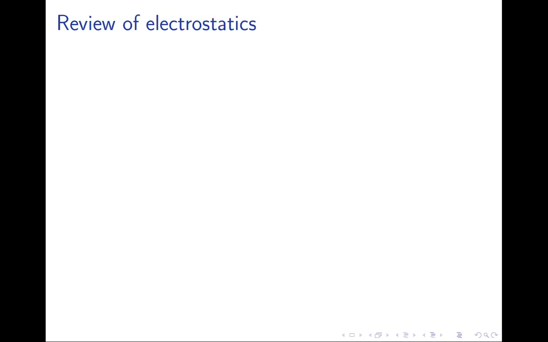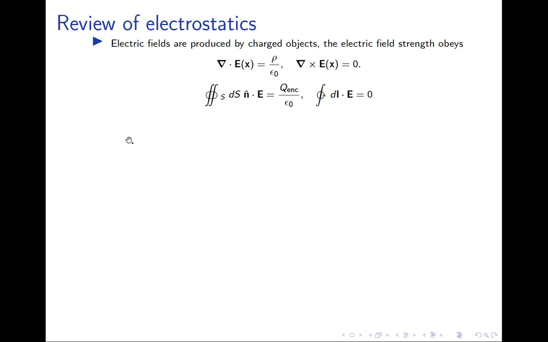So the first few slides, as I said, would be a review of electrostatics, what we did in Friday's lecture. I mentioned in Friday's lecture that electrostatic fields, the static electric fields, are produced by charges, in fact charges at rest, and the electric field strength, which is usually given by some version of Coulomb's law, obeys the following equations. Divergence of E is charge density over epsilon naught, and curl of E vanishes. These were the two electrostatics Maxwell equations.